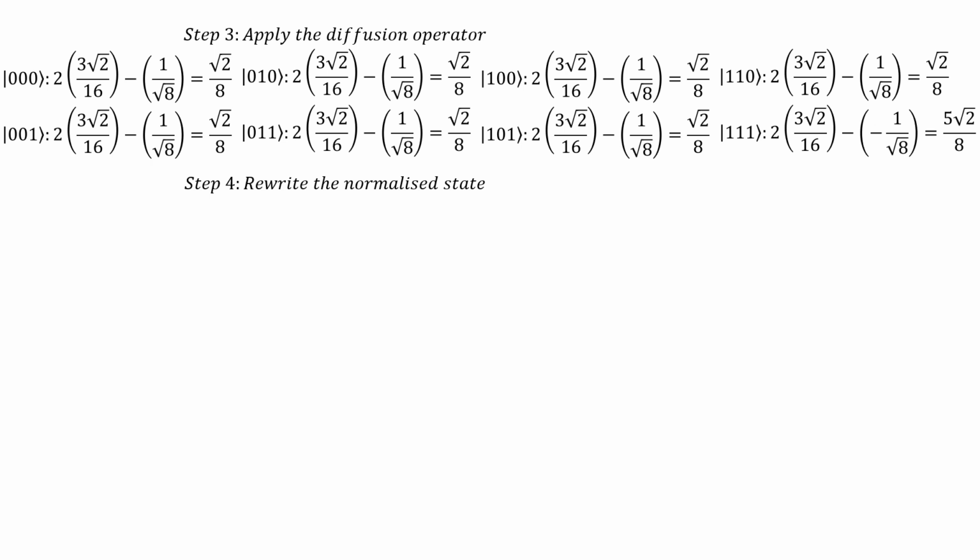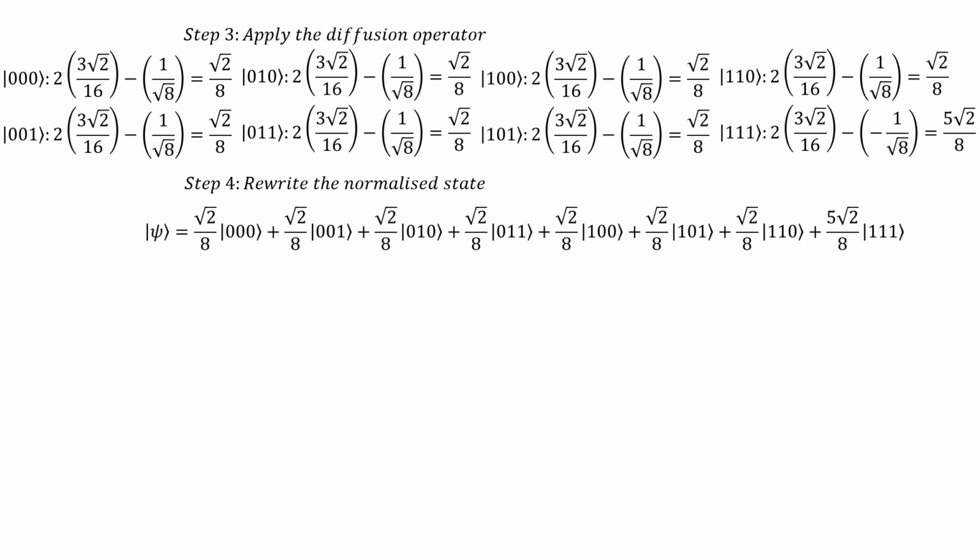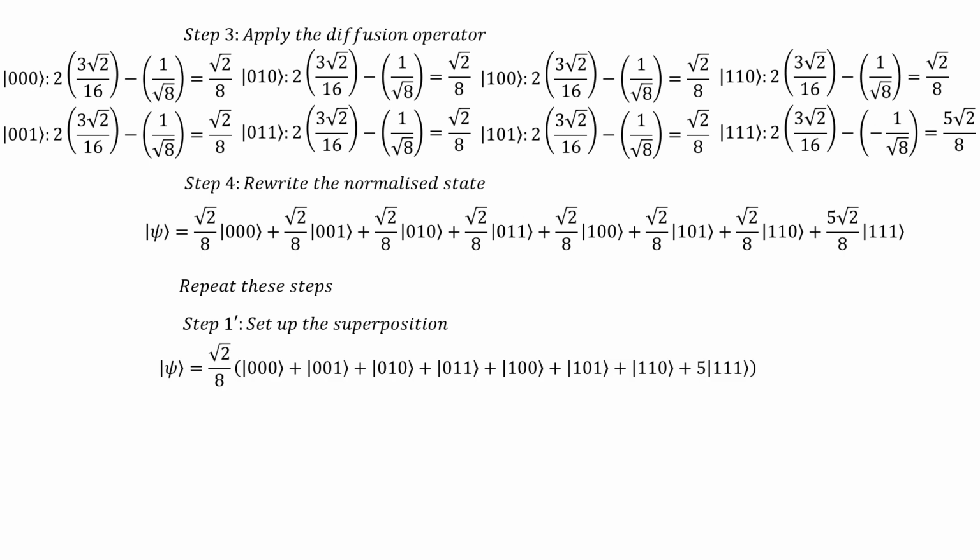Next, we're going to rewrite our normalized state with all of our new coefficients in front of our states, and we're going to repeat the steps. So the next thing we're going to do is set up our superposition. Here we've taken a factor of root 2 over 8 out. You can already see that the amplitude of our marked state has increased quite a lot, but we're going to do this again to increase it even more.